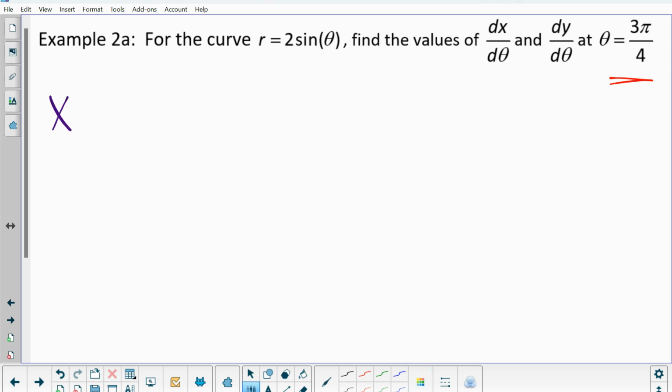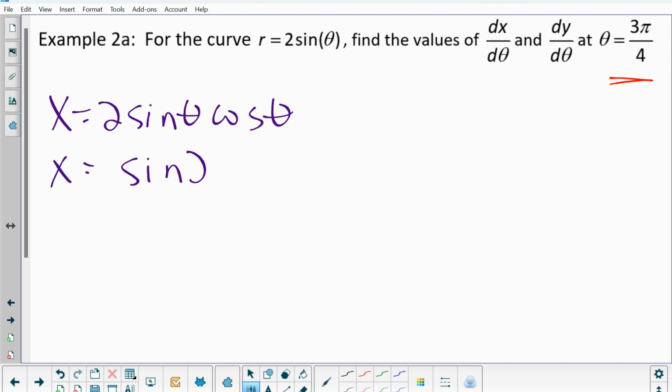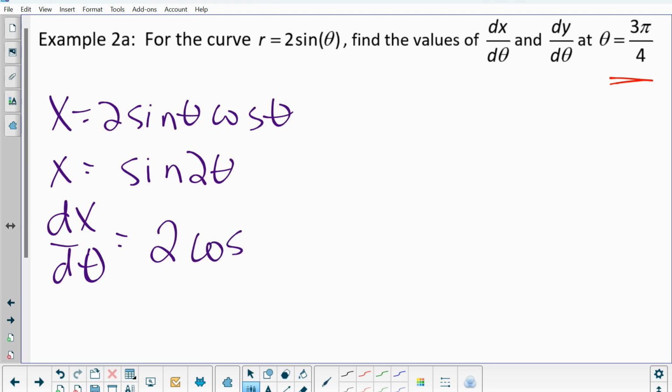So I'm going to write out x is equal to 2 sine theta cosine theta. And in order to make this a little bit easier to work with, I'm going to recognize this for what it is, and I hope you will too. 2 sine theta cosine theta is actually sine 2 theta, which will make it easier for me to deal with later on. So my derivative of x here would be 2 cosine 2 theta.